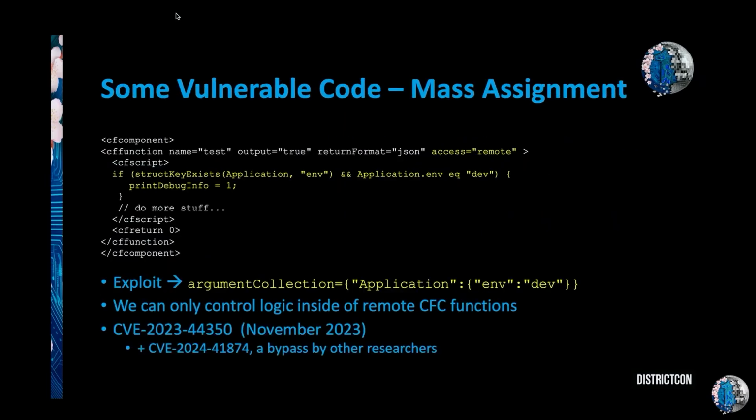All right, so let's look at this example. Again, kind of contrived, but it's a remote function that checks our environment. It's checking application.env, and if that equals dev, if we're in our dev environment, then something's going to happen.